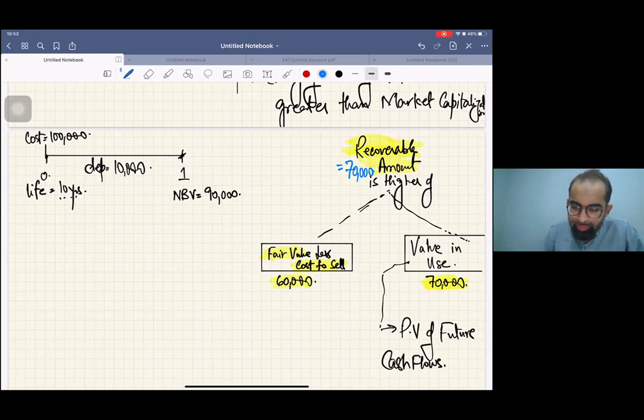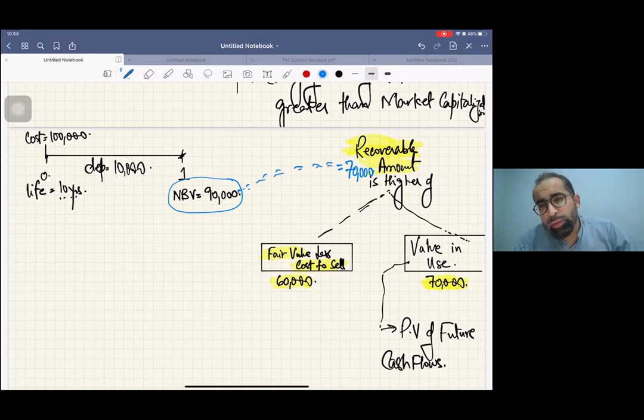Now, a very interesting thing. At the end of year one, the net book value or carrying value of this asset is 90,000. That means we are showing this asset to our shareholders for 90,000. But you know, the maximum benefit which we can obtain from this asset is 70,000. So now, take a fair decision, an honest decision. Is it good to report this asset for 90,000, when we have already seen the maximum benefit we can obtain is only 70,000? It's not legitimate to report this asset for 90,000. That means this asset is impaired.